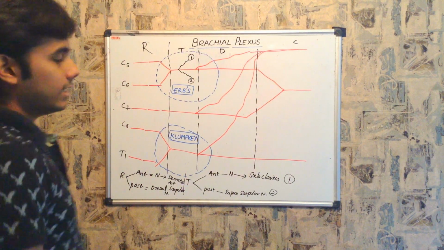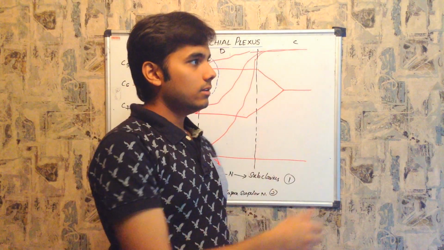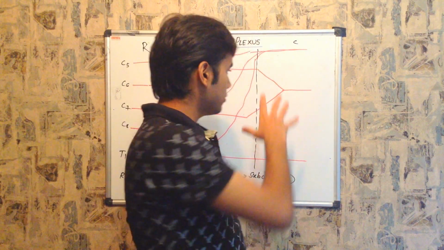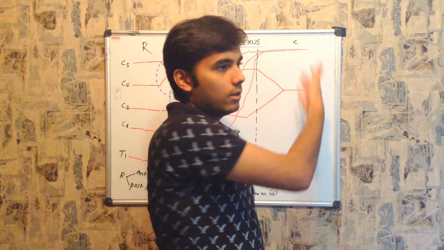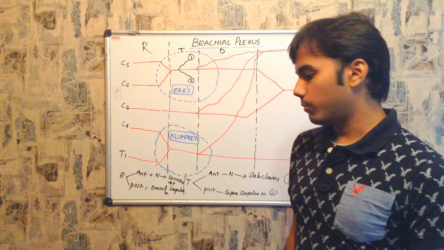So this is the exact concept of the brachial plexus, and mainly in the exams they will be asking regarding the branches of the brachial plexus that are coming from the cords, and mainly they will be focusing on these two points, Erb's and Klumpke's point.